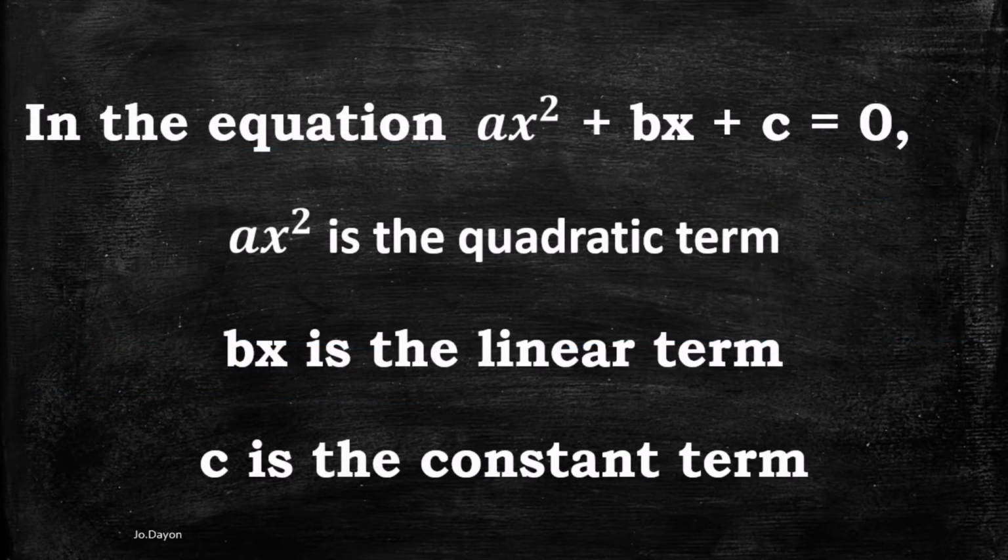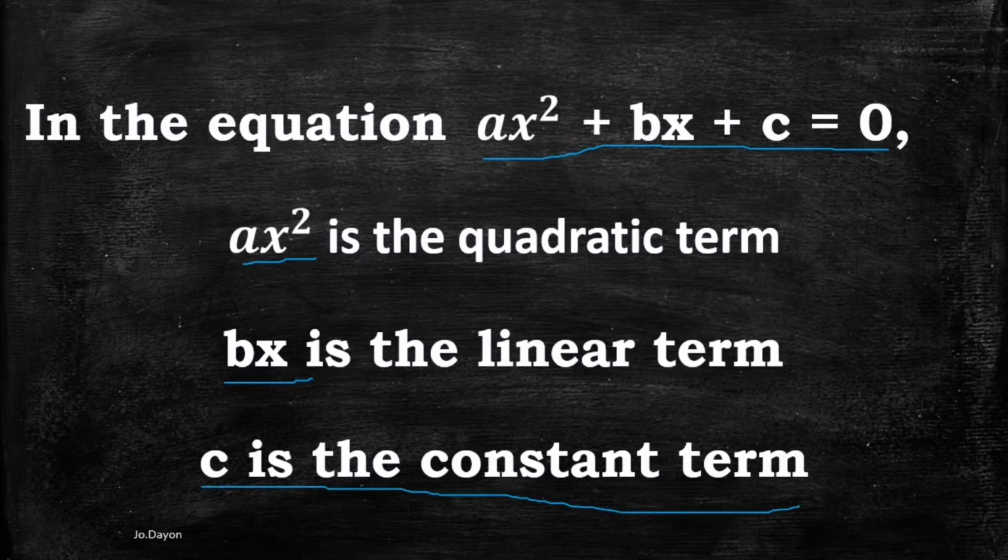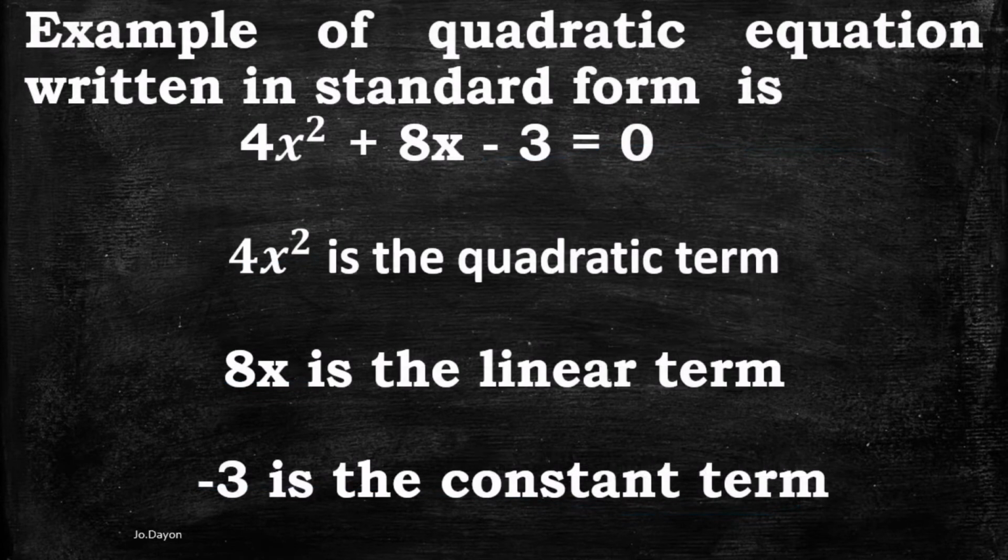In the equation ax squared plus bx plus c equals 0, ax squared is the quadratic term, bx is the linear term, and c is the constant term. An example of a quadratic equation written in standard form is 4x squared plus 8x minus 3 equals 0.